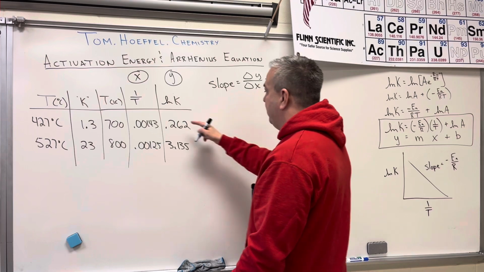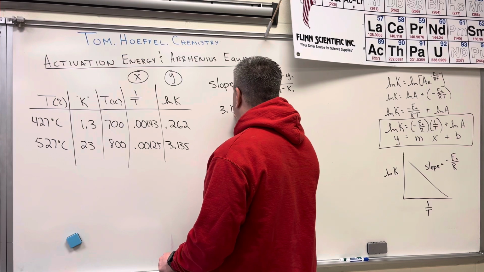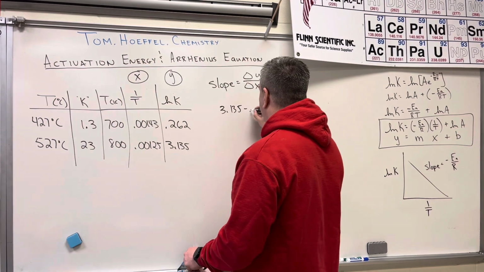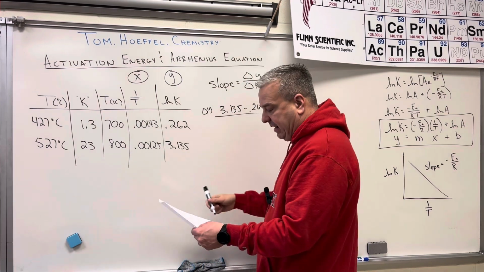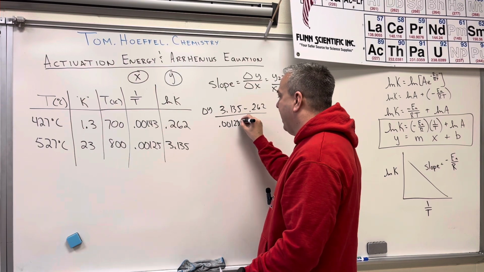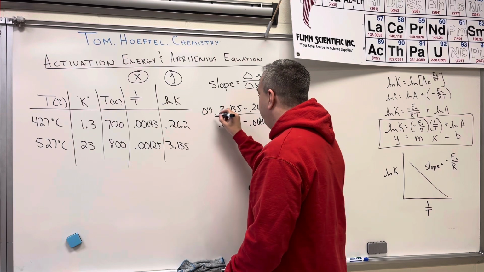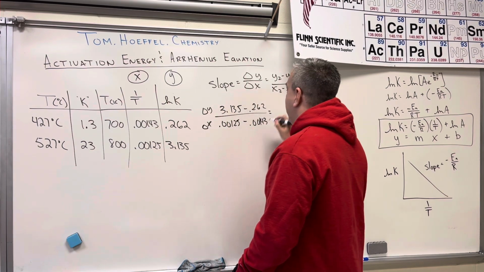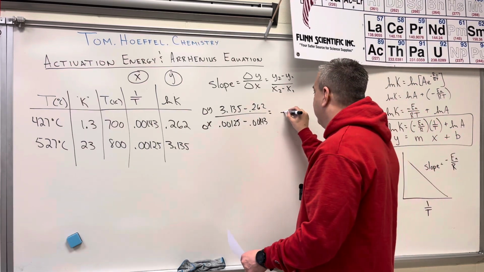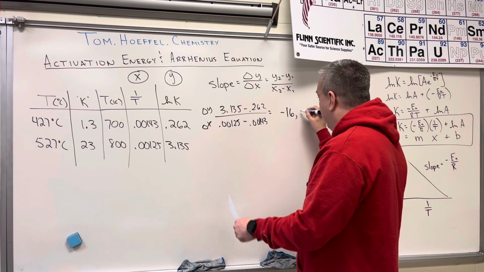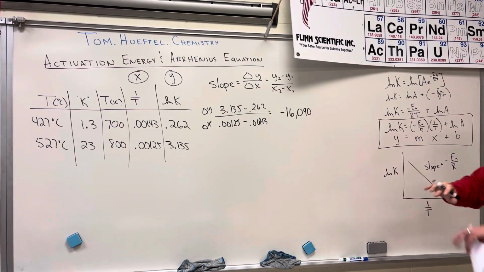But if I do y2 minus y1, okay, I'm going to get 3.135 minus 0.262 as my change in y, okay? My change in x is going to be 0.00125 minus 0.00143. That's going to be my change in x. And if I do this, but with all of the digits in the calculator, I get this answer of negative 16,090.